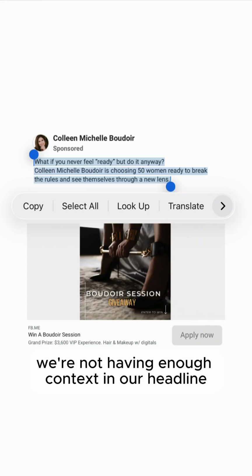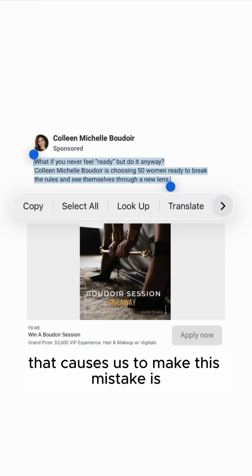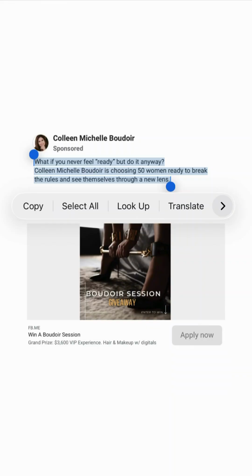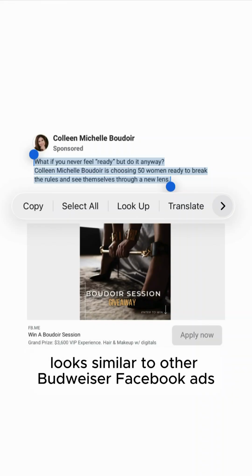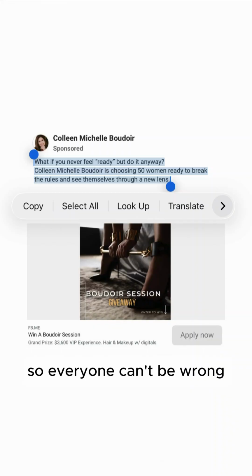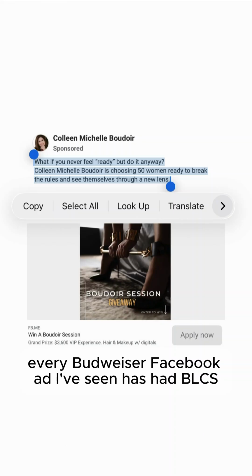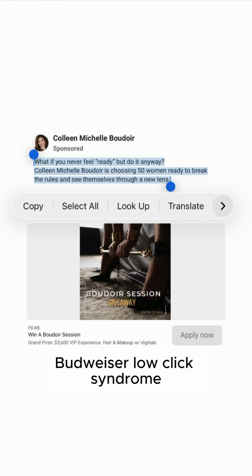We're not having enough context in our headline. The false belief that causes us to make this mistake is, well, seems like the ad's working good enough. It looks similar to other Boudoir Facebook ads, what other peeps are doing. So everyone can't be wrong, can they? Well, every Boudoir Facebook ad I've seen has had BLCS, Boudoir low click syndrome.